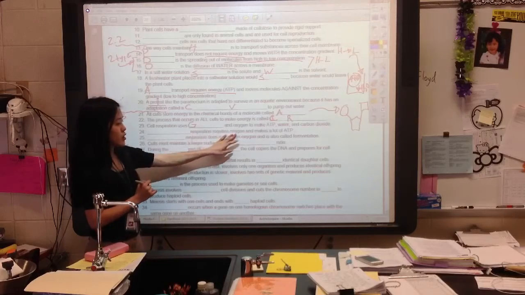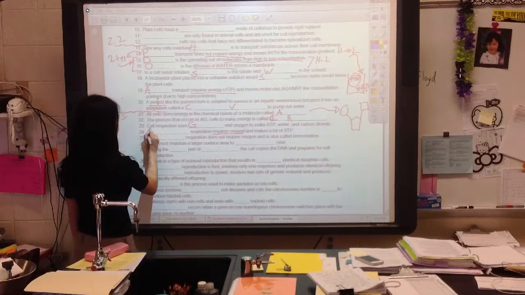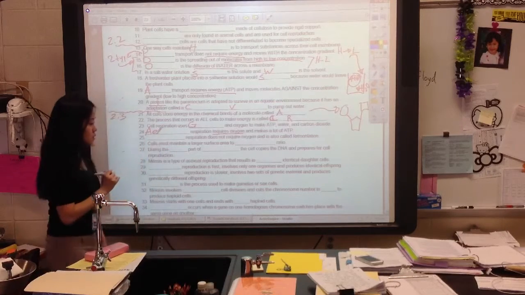24, blank respiration requires oxygen. Respiration that requires oxygen starts with an A, actually A-E.